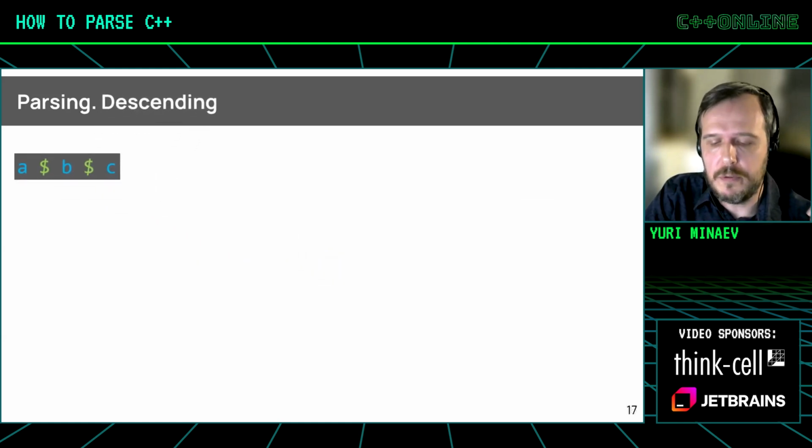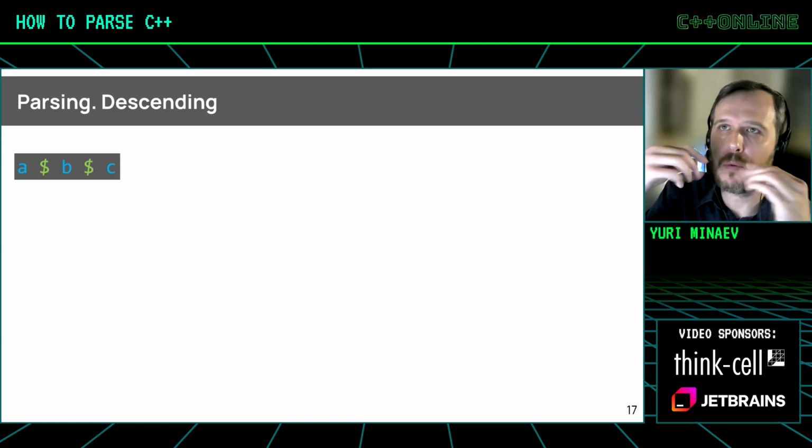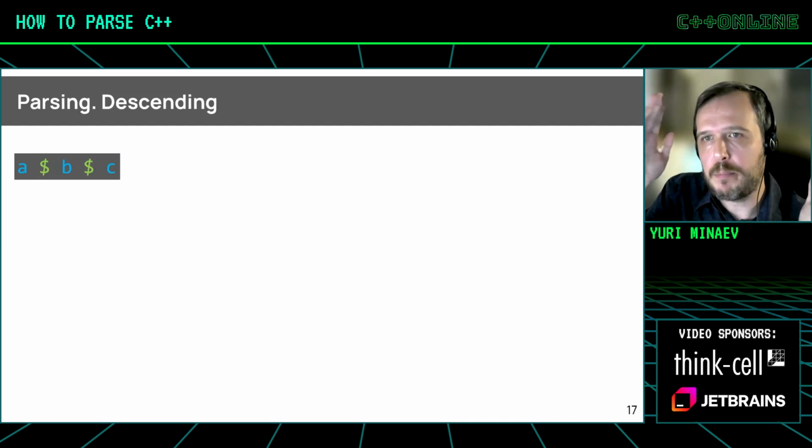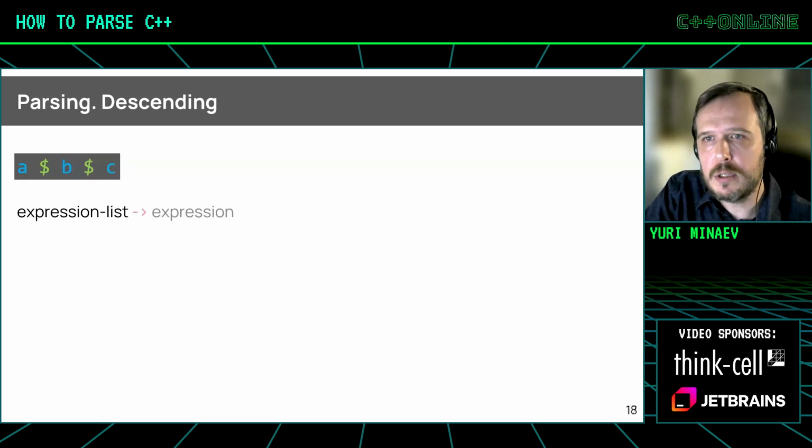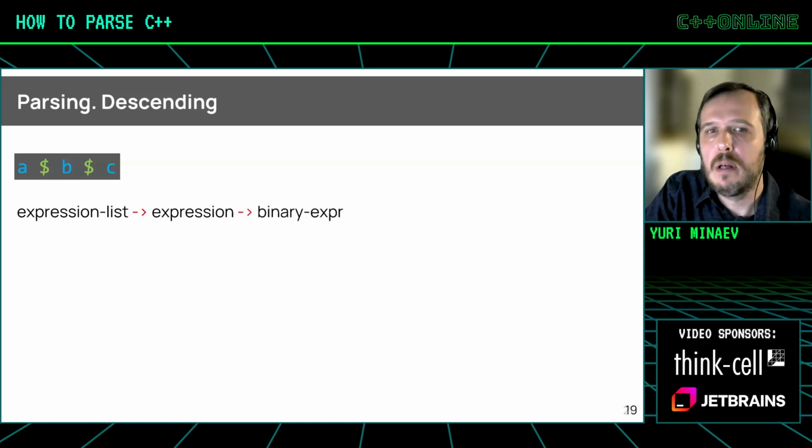So descending first, recursive descent. It is kind of important to note that descending and ascending, these words relate to the way we traverse the grammars and not the input. So in descending parsers, we go from the top grammar production, which is our expression list. So we go expression list, then we go into expression, then we go into binary, and here we bump into A. And since we can't go any further, we are at the very bottom, at the most elementary production.